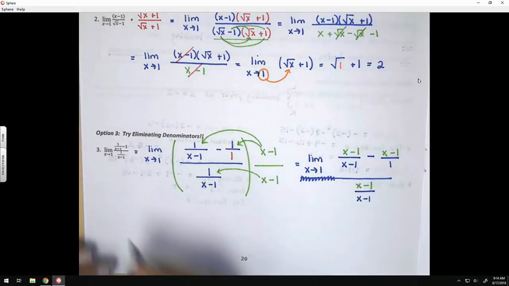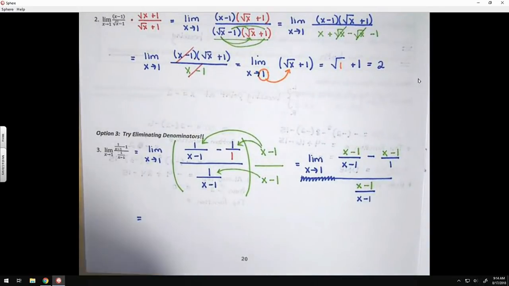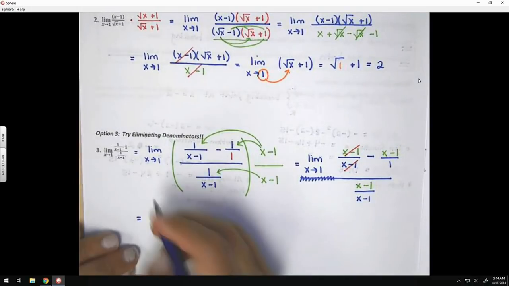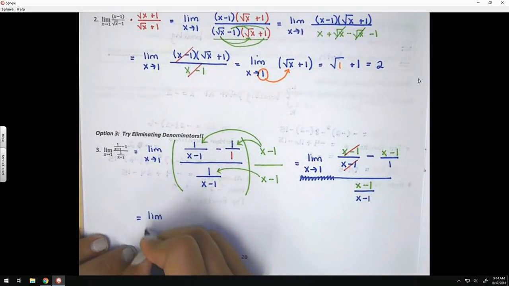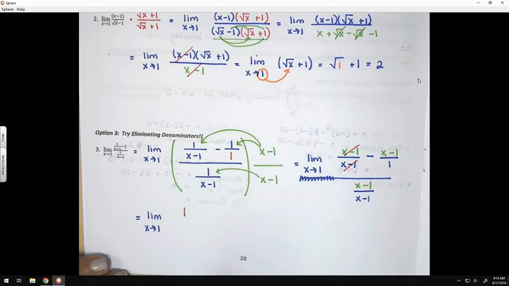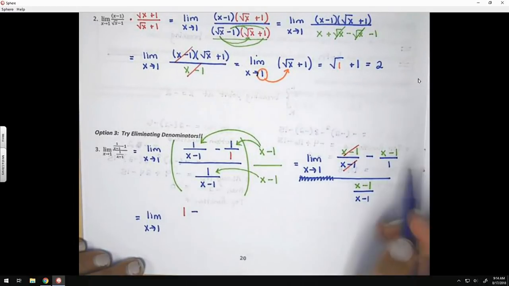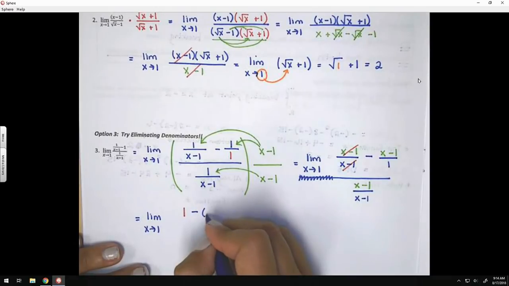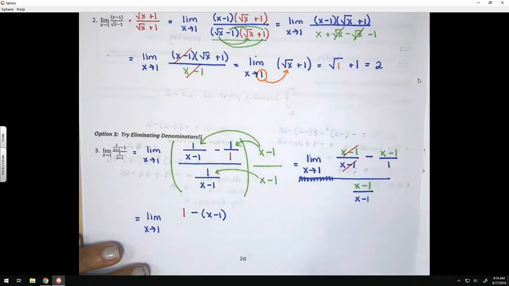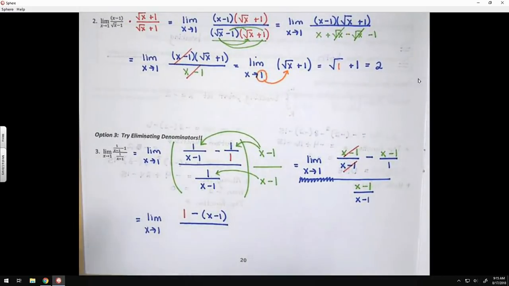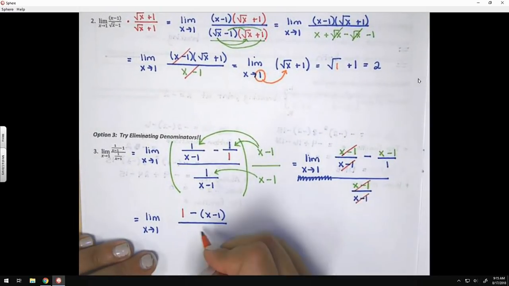Now I'm going to try to simplify. The first thing I notice is that this x - 1 cancels this x - 1. So I'm going to have the limit as x approaches 1 of just 1, because that simplifies to 1. Minus, this doesn't simplify, but I don't really need the 1 there anymore. So I'm just going to write parentheses x - 1 divided by, this simplifies because the x - 1 and the x - 1 cancel, and I get 1 again.